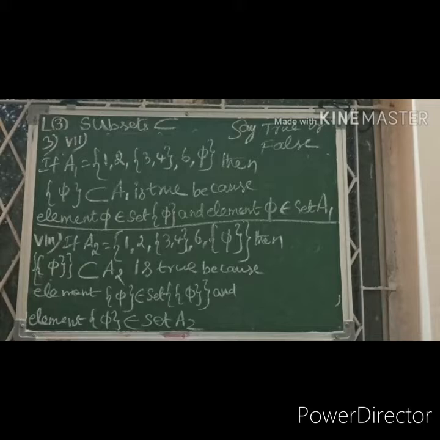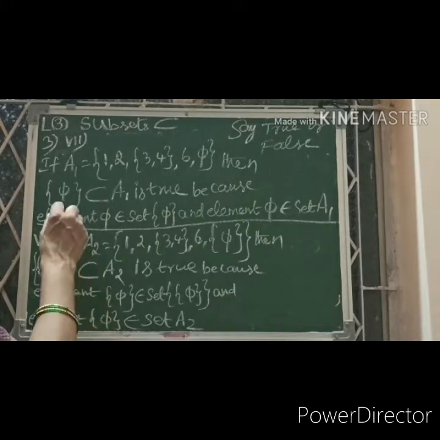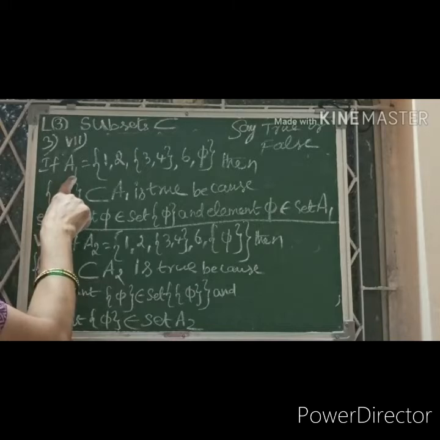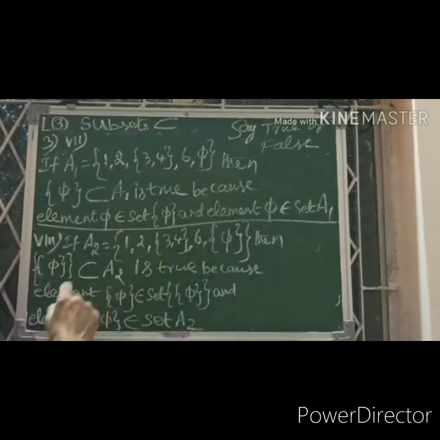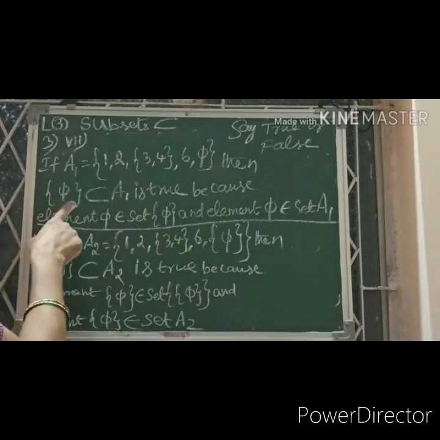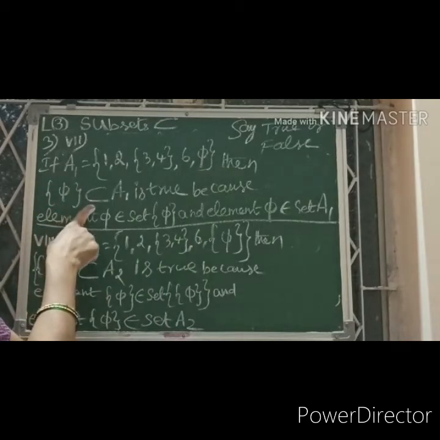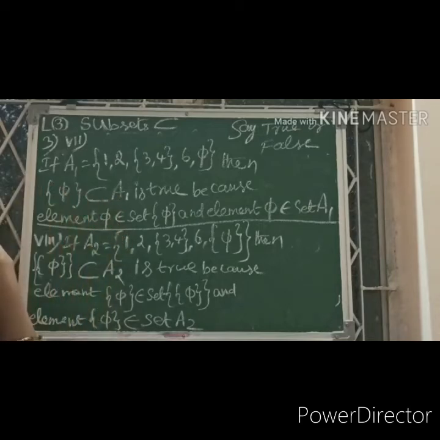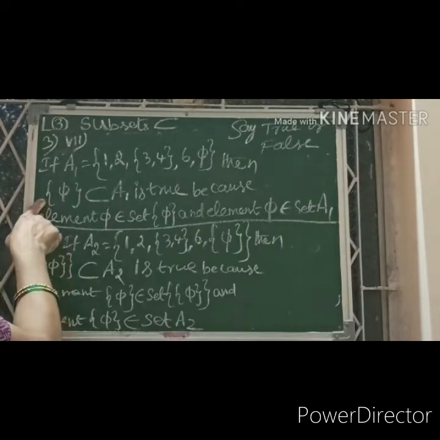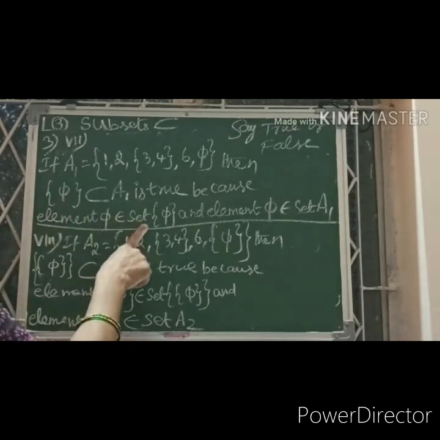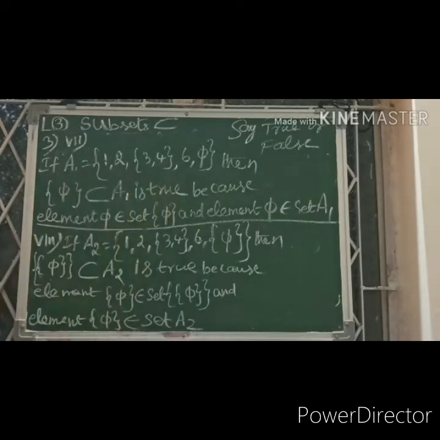See the seventh part. If set A1 is given to you, then set curly bracket phi is a subset of set A1. Check whether it is true. It is true because this element phi belongs to set curly bracket phi and element phi belongs to set A1. Element phi is there in set A1.